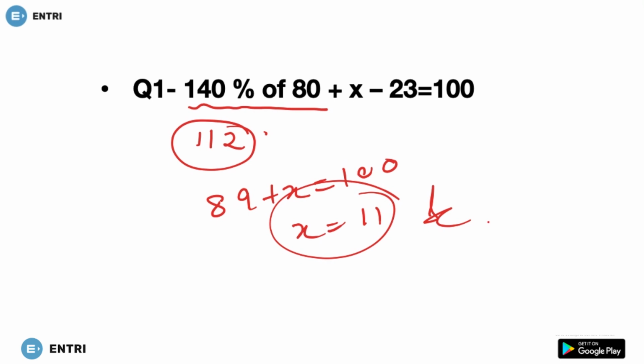And how are you going to solve that? You have to make the calculations in your mind. And how will that come? It will come by practice. And from where will you practice? You will do all the practice from Entri's application, where the professionals who make the question paper and all the test series are there. Coming on to the next question.